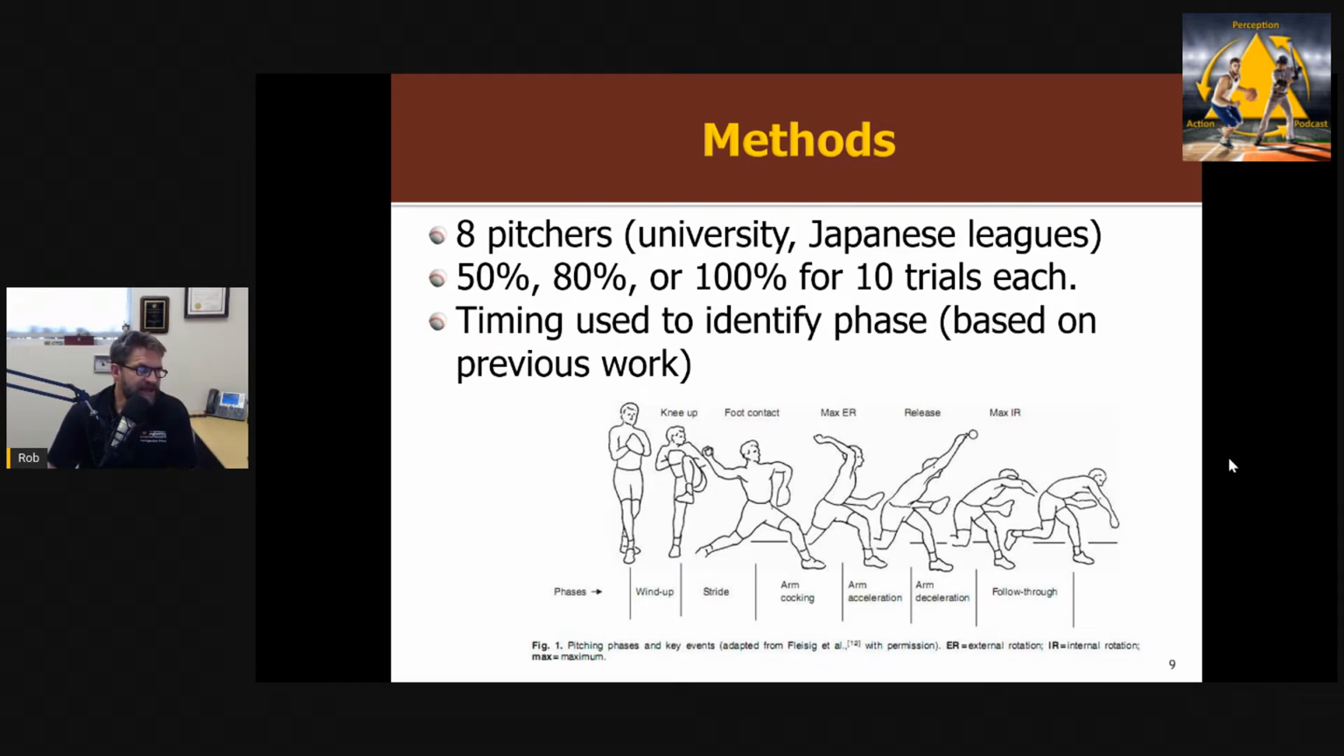They threw at these different intensities, 50, 80, or 100%, for 10 trials each, right? They're throwing fastballs to a catcher. There was no hitter. They measured their actual pitch velocities to show that they did increase velocity in these different conditions. They use the standard phases of pitching that have been identified in lots of other studies, where you break the pitching motion into the windup, the stride, accelerate, follow through, etc., which you can relate to timing, and we'll see how that comes in a little bit, right? So they're having pitchers throw at these different effort levels and measuring EMG.